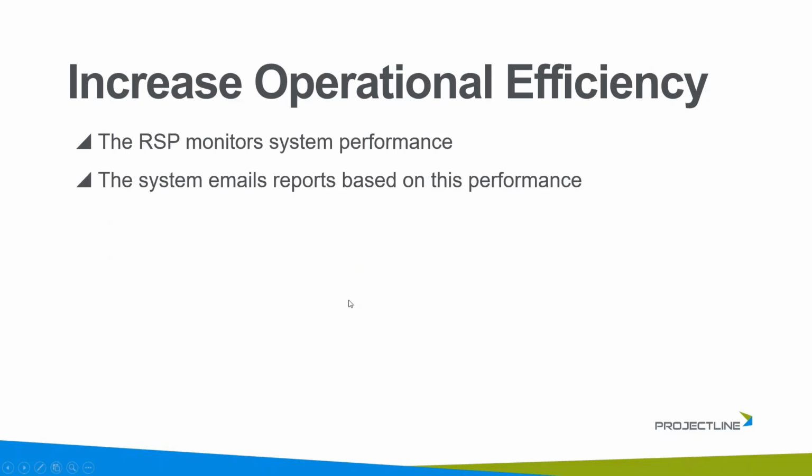Now, these three things are done through different ways. To increase the operational efficiency, we monitor your system performance. We do this through reports on different facets of your system. For example, we can see the amount of RAM that you have, your CPU usage, your hard drive space, the add-ons you have installed, number of UDFs, and much more. And the system then will email reports to us based on this performance. So for example, if your hard drive space reaches 10% free, we will receive an email.